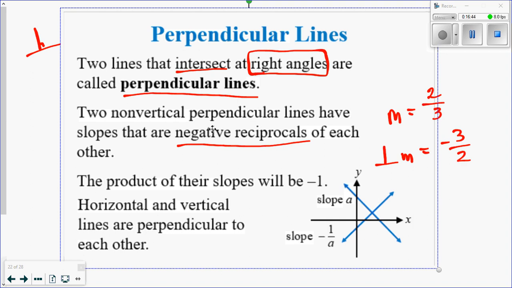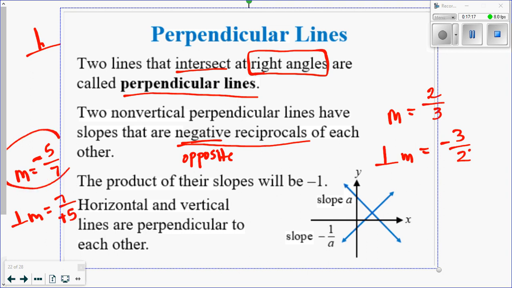So negative means they're opposite of each other. One has to be positive and one has to be negative. And remember, reciprocal just means to flip it. So if 2 is on the top, then 2 will go to the bottom. So they're going to trade places and it's going to become negative. Same rule applies if you have a slope of, say, -5/7, then the perpendicular slope would be 7/-5, or sorry, +7/5. One has to be negative, one has to be positive. The 7 has nothing to do with positive or negative. You want the whole fraction to be positive or negative. So change their signs, change their position.